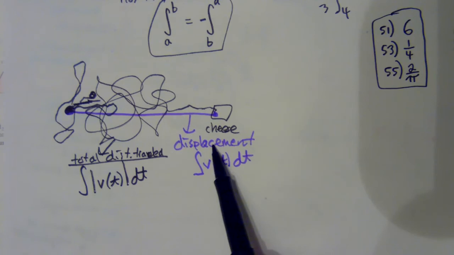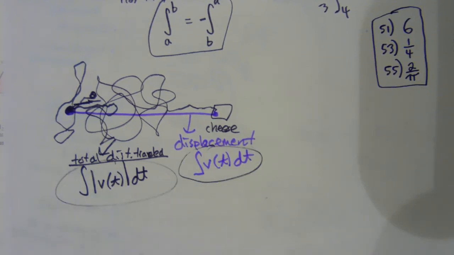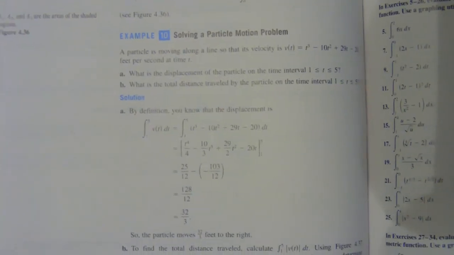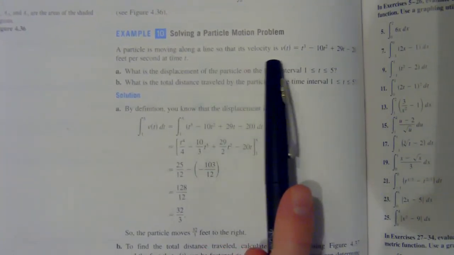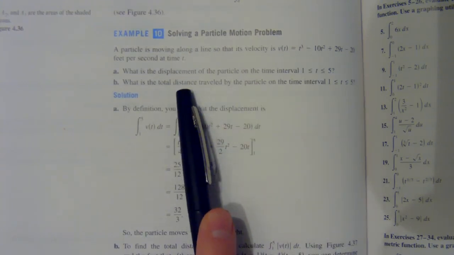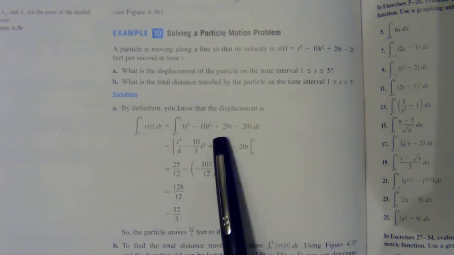Now, it's always easier to just integrate the normal velocity. When we integrate the absolute value, I'm going to show you how to do that right now. Okay, there's a perfect example in the book, and then we got a couple to try in the homework that I want you to try on your own there. Okay, so this example here, this is page 292, by the way, gives us a particle moving along a line. It gives us the velocity function. It wants to know both things, the displacement and the total distance traveled. So the displacement between 1 and 5, that's easy. Okay, you're just going to do your integral of the velocity.